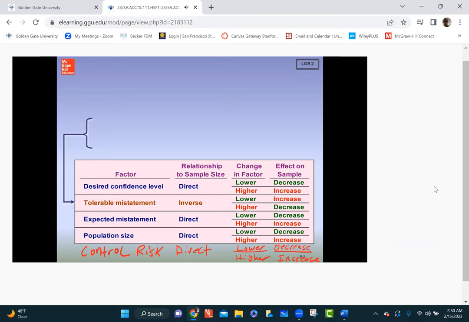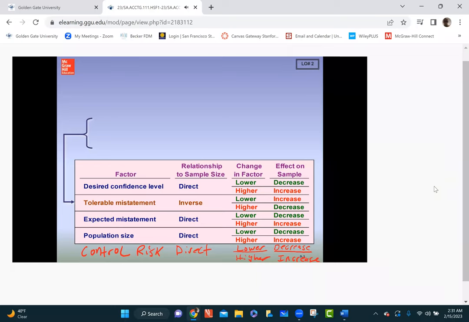Population size is direct, and here population plays a much bigger role than we saw for attribute sampling. So if I have a much larger population, I need a bigger sample. If I have a smaller population, my sample obviously is not going to have to be as big, and that one's pretty intuitive. Now you look at control risk, which I wrote in.